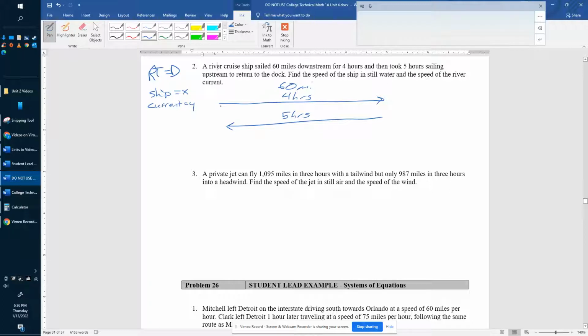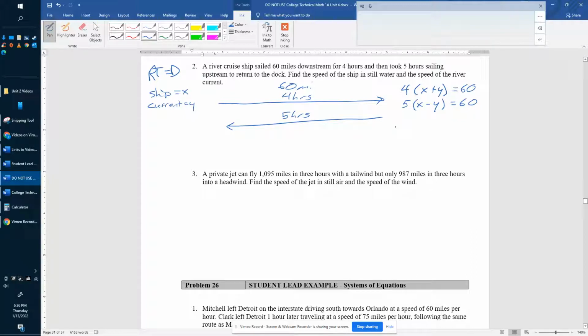So when the river current is helping it along, it only took 4 hours. So the time times the ship and the current working together gives us 60 miles. Now going the opposite direction, when they were going against the current, it took 5 hours. This time, not only was the current not helping the ship, but the current was actually slowing it down. So we're going to subtract this time, and it still equals 60.